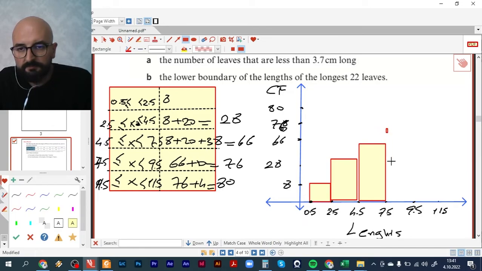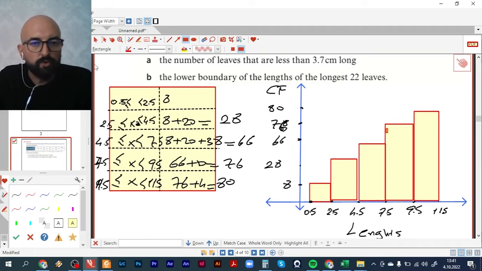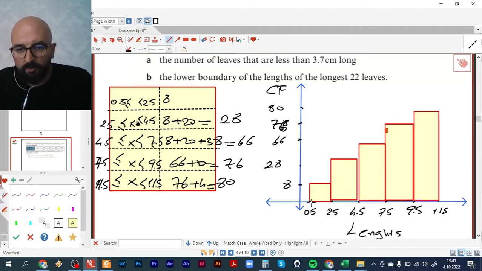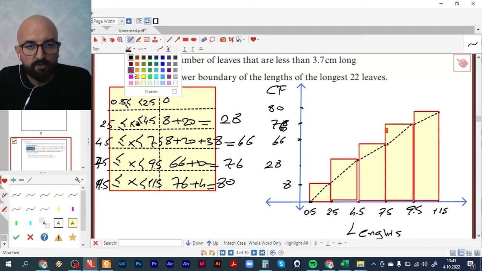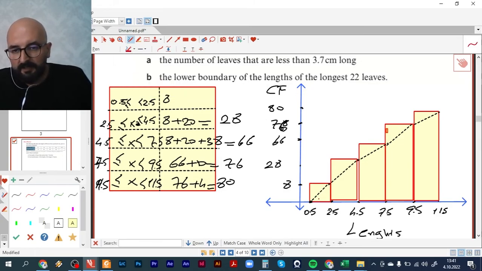And our columns: the first, the second, the third, the fourth, and the last one. And we should draw the upper value, and like this, our cumulative frequency graph by drawing a polygon. If we want to draw a curve, it's like this, for example, like this.